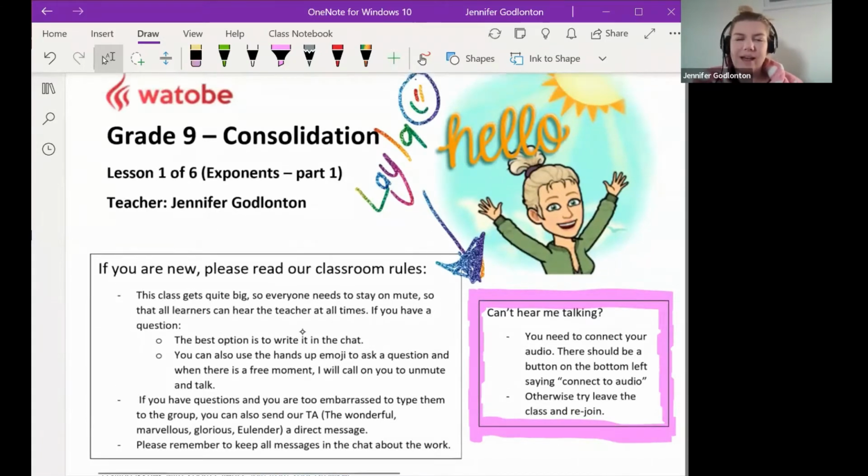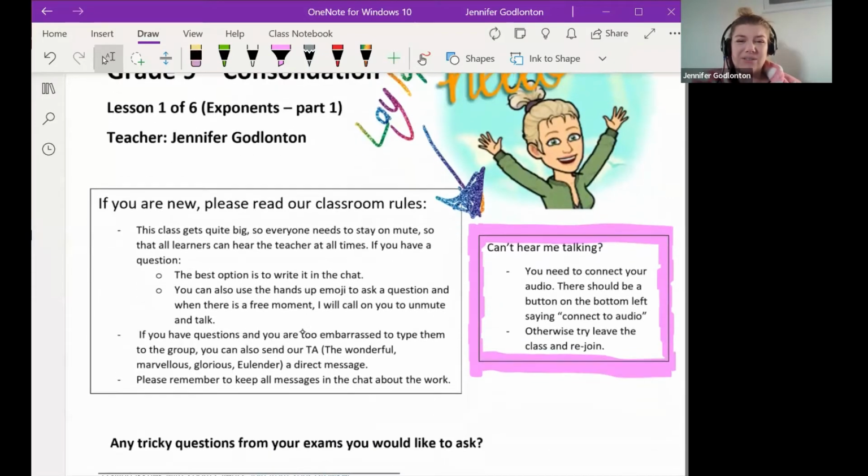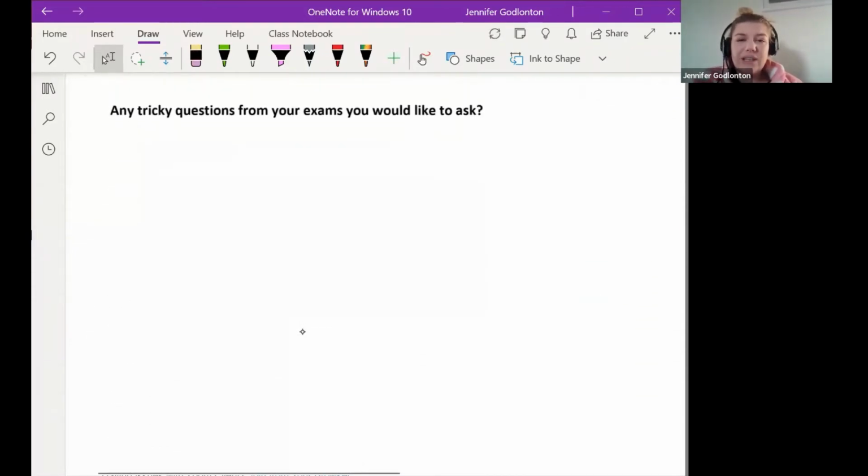if you don't have questions, that's fine, but all of you have just written your exams, and some of you may have had questions that you didn't really like, felt were a little bit tricky, or just wanted clarification of. So if anyone has a question from their exam which was quite nasty that they would like to talk through, this is your chance. I'll give everyone a couple of minutes at the beginning of each lesson during this consolidation course. Did anyone have any tricky questions in your exams that you would like us to quickly go through together?